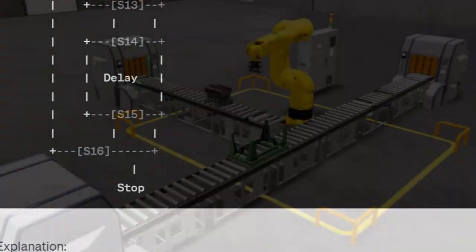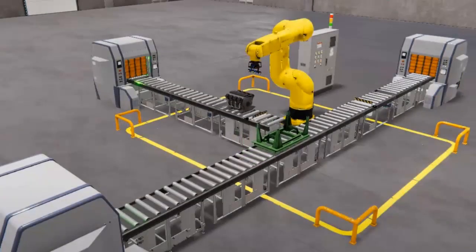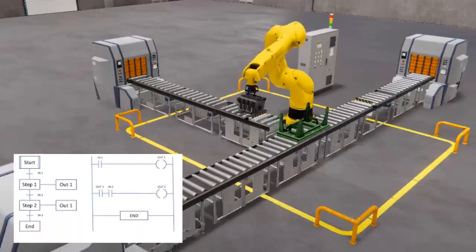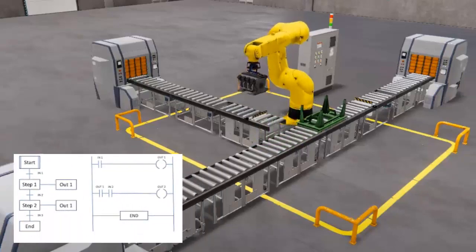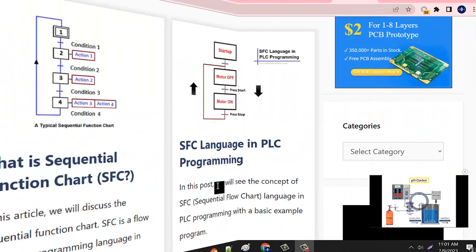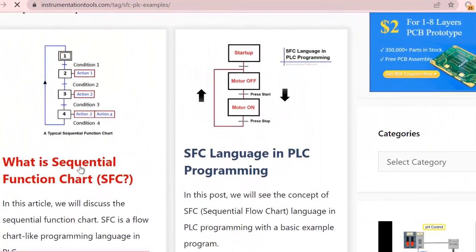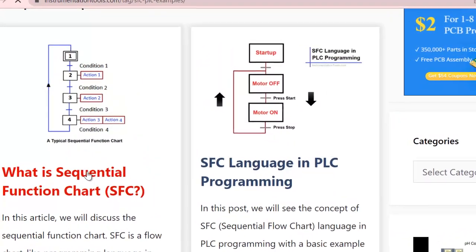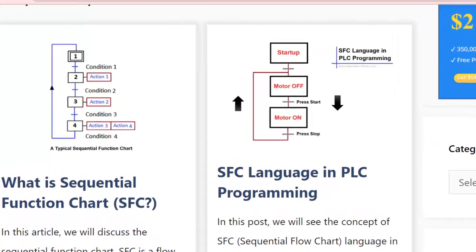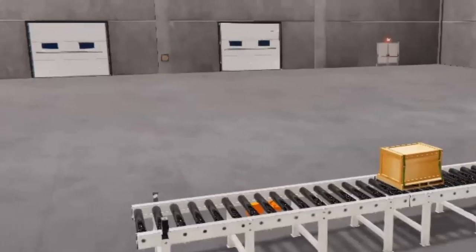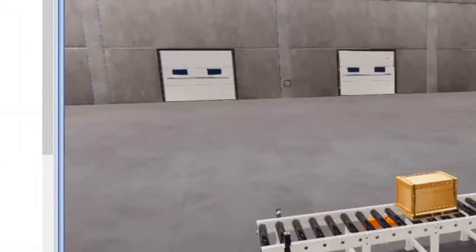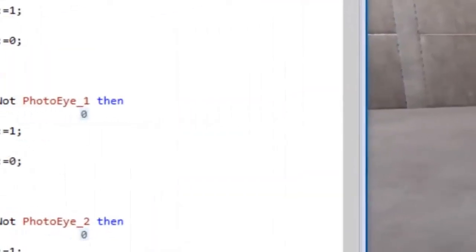PLC, Programmable Logic Controller, Sequential Function Charts, SFC, is a graphical programming language used for designing and representing sequential control systems. SFC is particularly useful for describing the behavior of complex processes and sequential operations in industrial automation. Here's an overview of PLC sequential function charts.